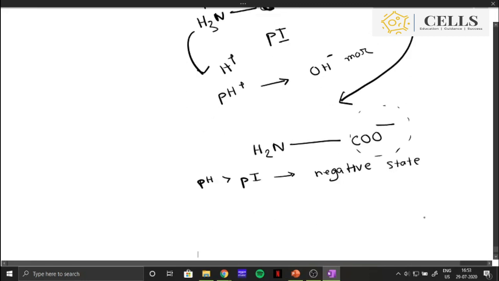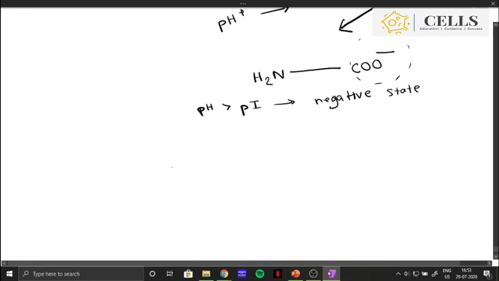Same goes for pH less than Pi. Your protein is found in a positive state.